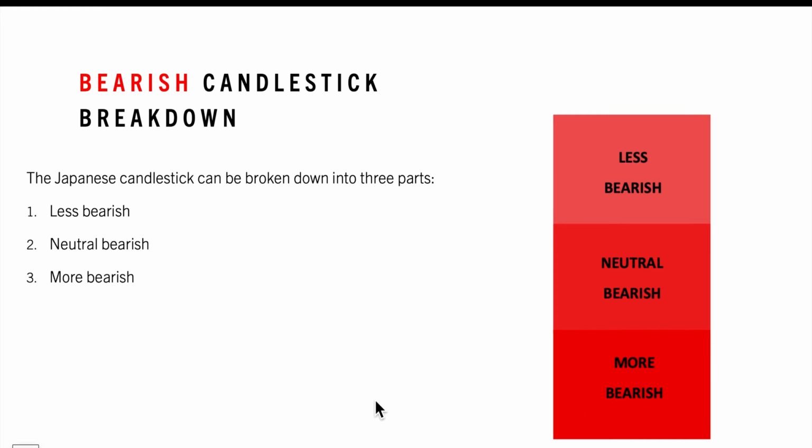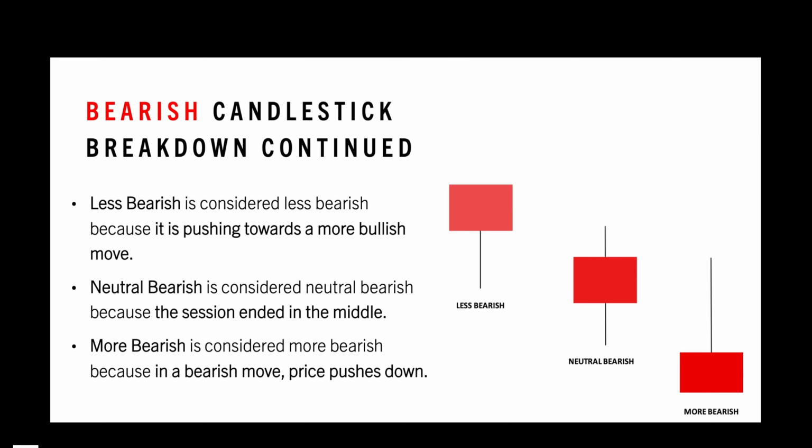Let's find out why. So in a bearish candlestick breakdown, less bearish is considered less bearish because price is pushing towards a more bullish move. Neutral bearish is considered neutral bearish because the session ended in the middle. More bearish is considered more bearish because in a bearish move, price pushes down.